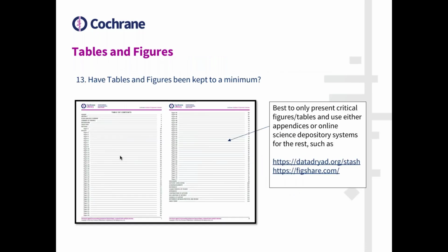And then also just on the subject of tables, again, network meta-analyses are very tricky because they often involve a huge number of tables and figures, and there are only so many that we can fit into a review. So when the number of figures and tables does start to get unmanageable, we always think it's best to encourage people to only focus on presenting critical figures and tables in the actual review, and then use online repository systems for the rest, like these options on the screen.